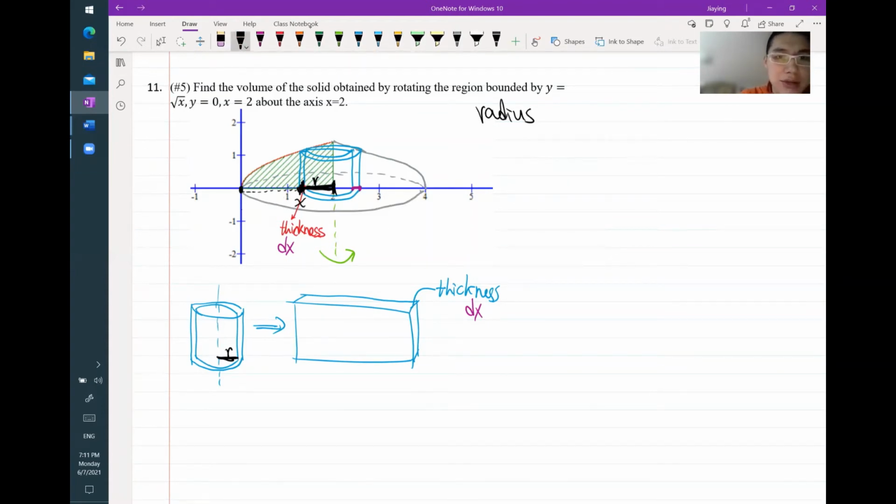If I call this x value, then the radius is just going to be the distance from the line x equals 2 to the value x. That's equal to the distance between x equals 2 and x equals x. You can think of it that way. It's horizontal, so we just subtract the x value on the right, which is 2, minus the value on the left, which is x. So just 2 minus x. That's the radius. It's a horizontal segment. You take the x value on the right minus the x value on the left.